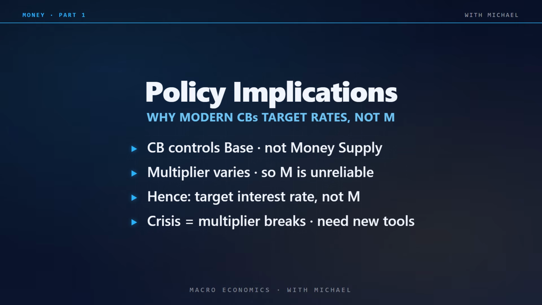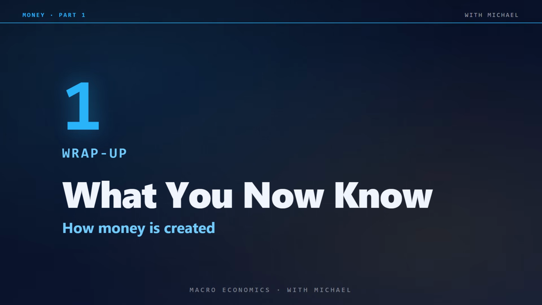behavior, and borrower demand. When the multiplier is stable, money supply tracks monetary base reliably, and the central bank can target money growth. When the multiplier is unstable, particularly during crises, the link between monetary base and money supply breaks down. This is the deepest reason central banks today target interest rates rather than money supply directly. They have learned that the cascade we just walked through cannot always be relied on.